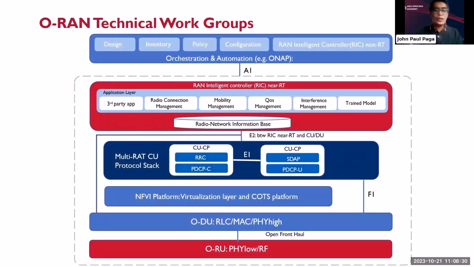The ORAN Alliance set up technical working groups depending on the ORAN architecture. When we say the ORAN architecture, we have the MANO, the orchestration and automation, the near real-time RIC, the CU and DU, and then the O-RU. Based on this architecture, they set up working groups who need to work closely on those implementations.